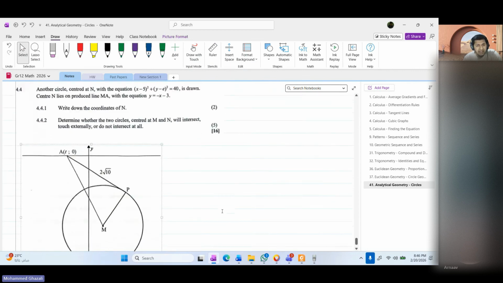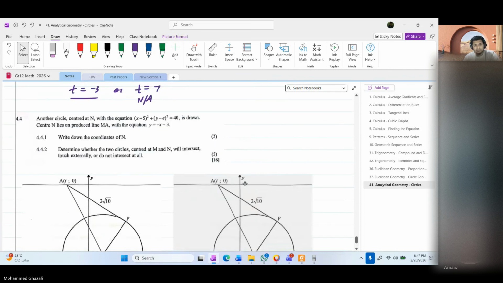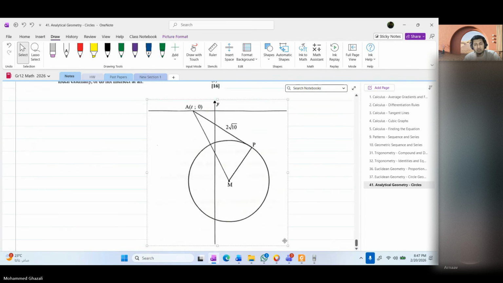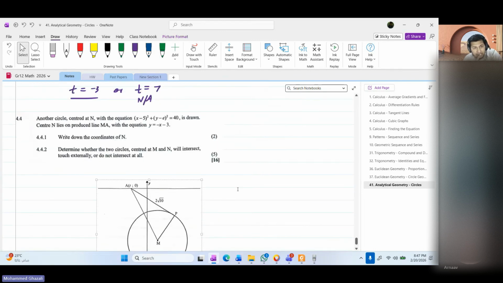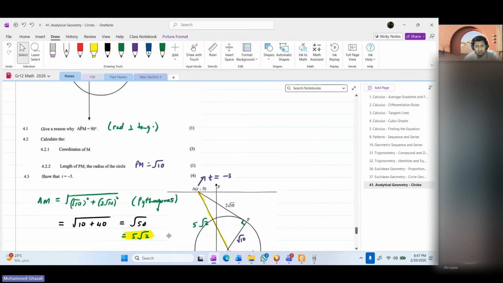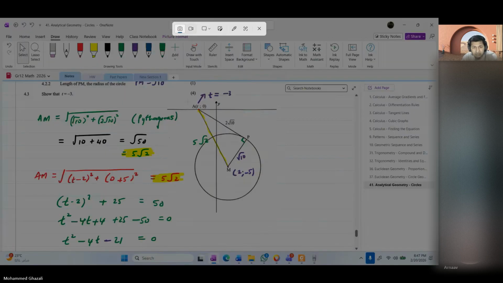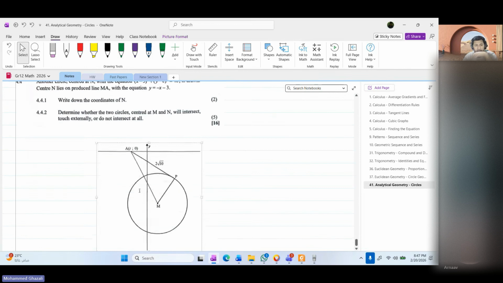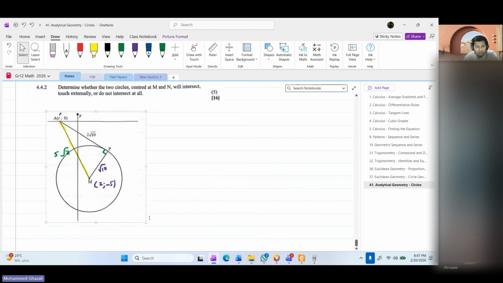Another circle centered at N with the equation x minus 5. Wait, we have to draw it. So the value is 5, so obviously it can't be at M. Let's take this circle and let's work with that, the information that we have so far. Let's work with the circle, right?